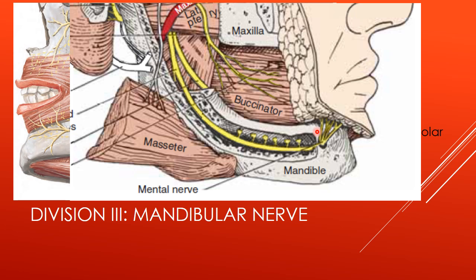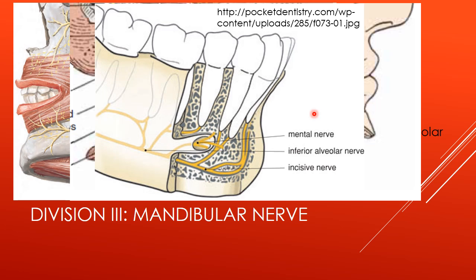The mental nerve branch exits from the body of the mandible through the mental foramen to supply the facial gingiva of the mandibular incisors, canines, and premolars, and the mucosa and skin of the lower lip and chin on that side up to the midline. The incisive nerve, on the other hand, continues forward within the mandibular canal to supply the mandibular anterior teeth and their supporting structures. You can see here the inferior alveolar nerve splitting into the mental nerve, which exits through the mental foramen, and the incisive nerve, which continues within the canal to supply the anterior teeth.